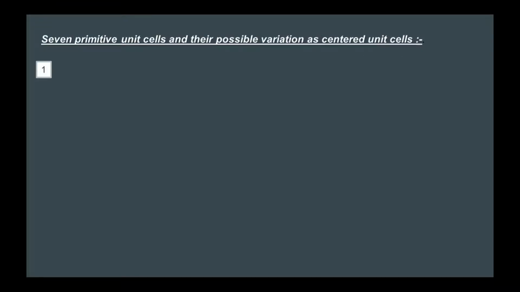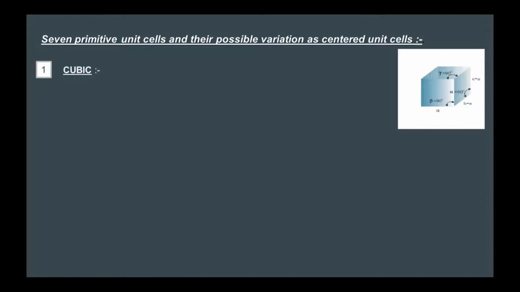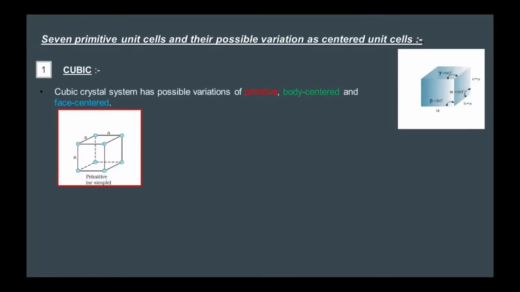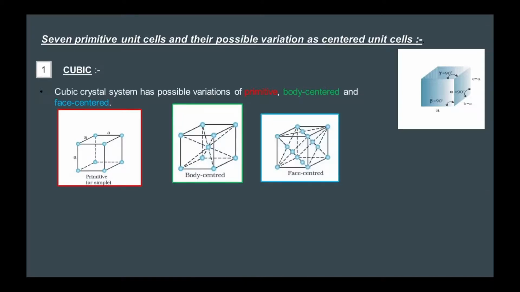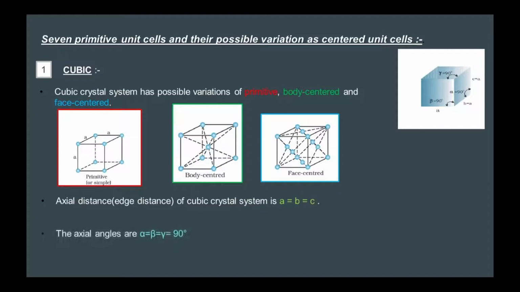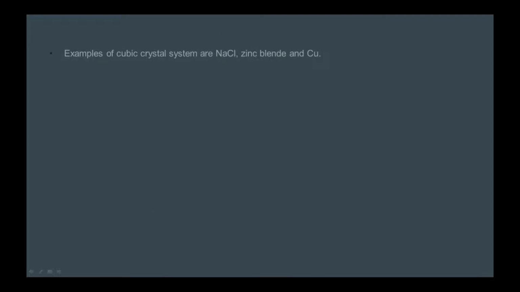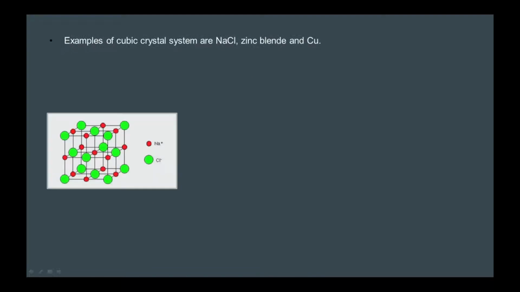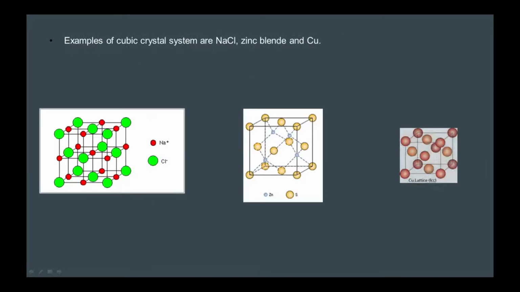First, cubic. The cubic crystal system has possible variations of primitive, body-centered and face-centered. Axial distance or edge distance of the cubic crystal system is A equals B equals C. The axial angles are alpha, beta, gamma equals 90 degrees. Examples of cubic crystal system are sodium chloride, zinc blende, and copper.